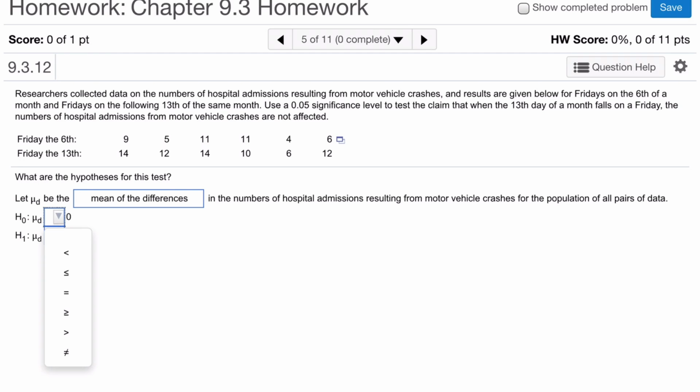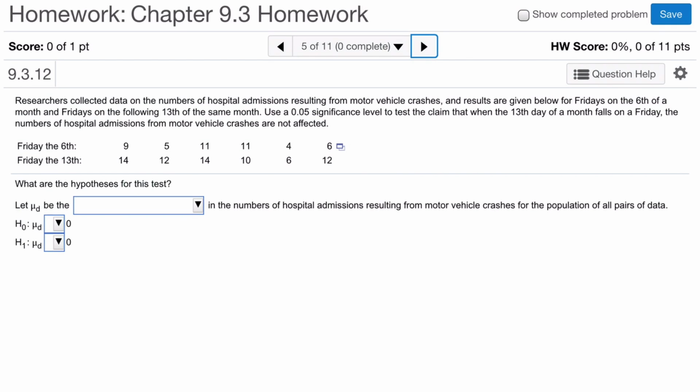The null hypothesis should be that the mean of the differences is 0, and the alternative hypothesis will be that it is not equal to 0. We are not asked to find if the mean of the differences is positive or negative, but rather the claim states that the numbers of hospital admissions from motor vehicle crashes are not affected.